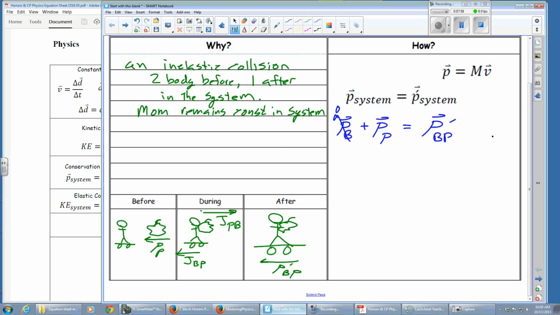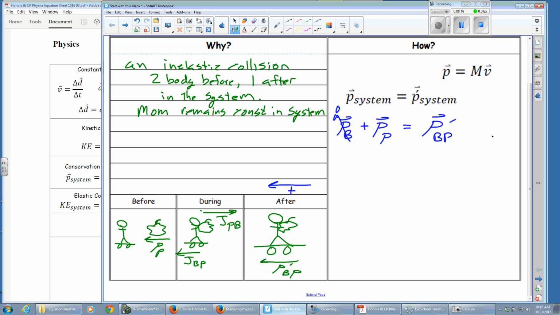Both of those are in that direction, right? Do you want to call that direction positive or negative? Positive. I think that's a good choice because then we don't have to deal with negative signs, right? Both momentums are that way. And it's completely up to us which direction we call positive. We're going to call that way positive.